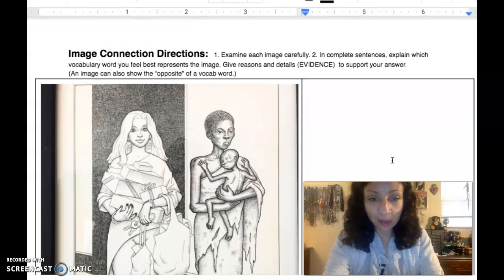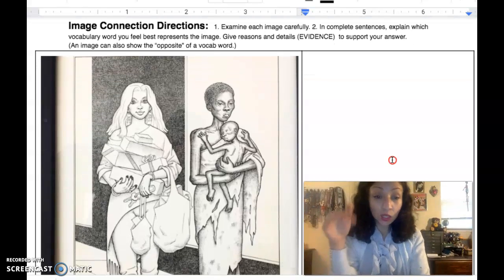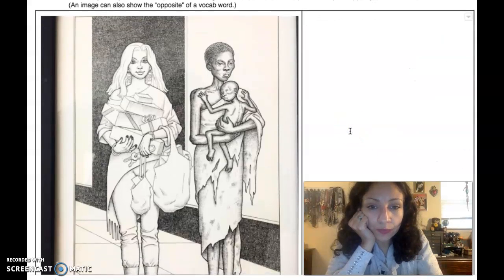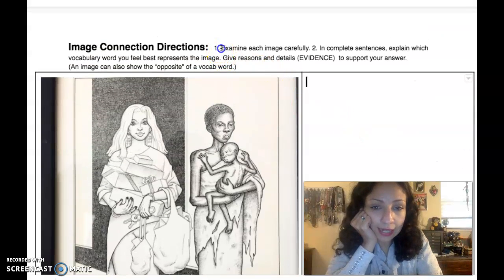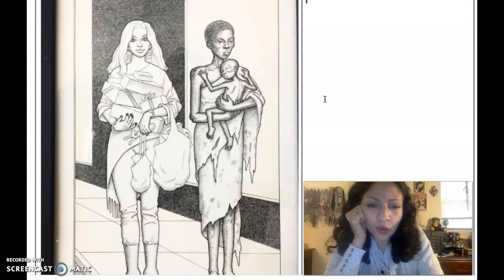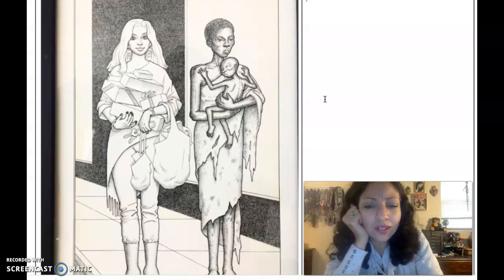Let's walk through one example together before you all get started. So, take a look at the image I have here on my screen. The first thing is for you to, directions are at the top again, examine the image carefully. What do we mean by that? Well, notice what stands out. What is the image about? What are all the details that the artist includes?